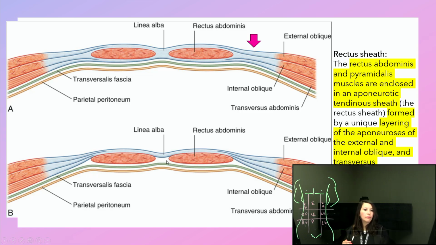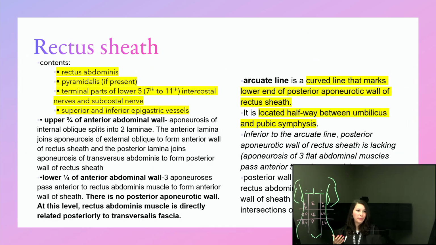So at this level, below the arcuate line, you're going to see that this is kind of like a blanket on top of the rectus abdominis. So above the arcuate line, I call it a sandwich. Below the arcuate line, we're just like putting the rectus abdominis to sleep, because you're just putting a blanket on top of it, right? That's just my way to see it. You don't have to see it that way.